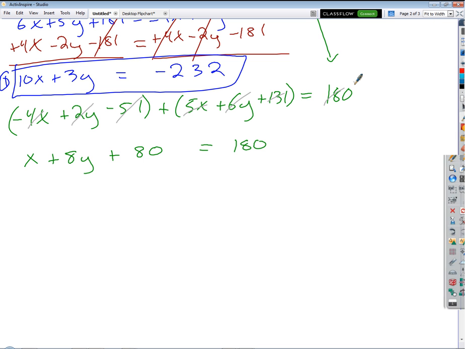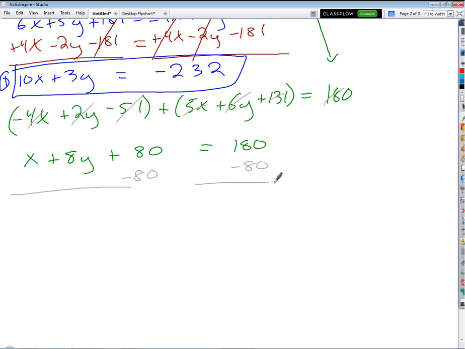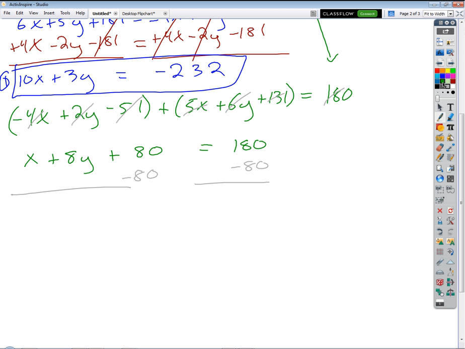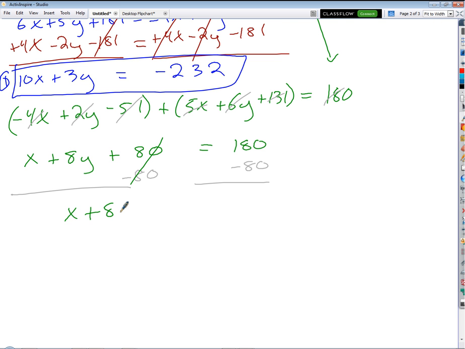Last step, to get this to look like we want it to. Subtract 80, right, because we want the variables left, numbers right. So we'll just subtract 80 from both sides and get x plus 8y equals, what's 180 minus 80? 100. So there's equation 2.